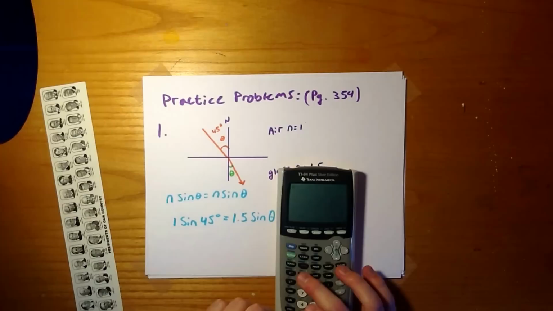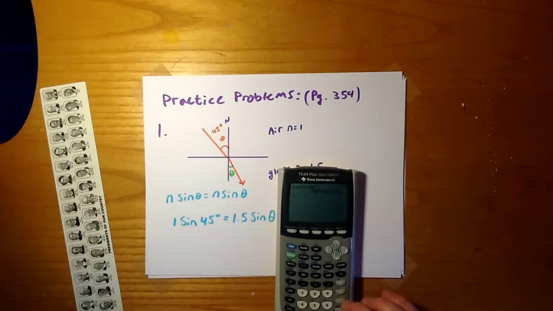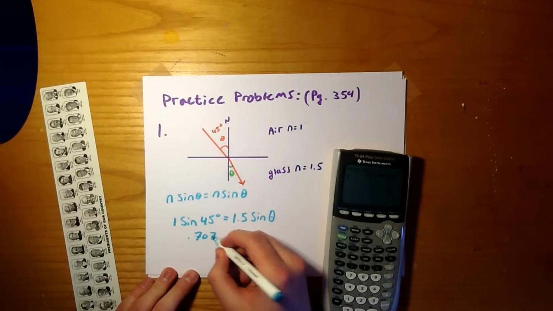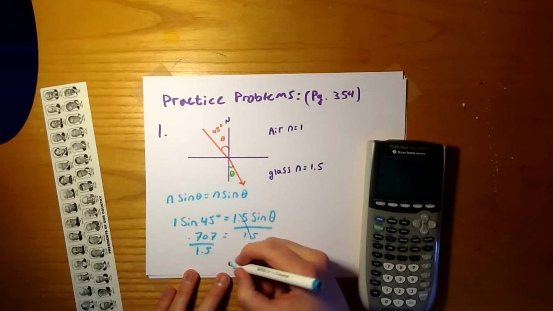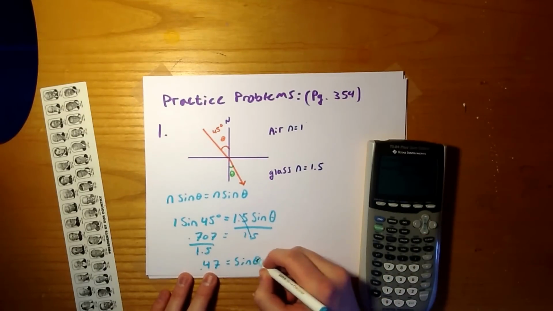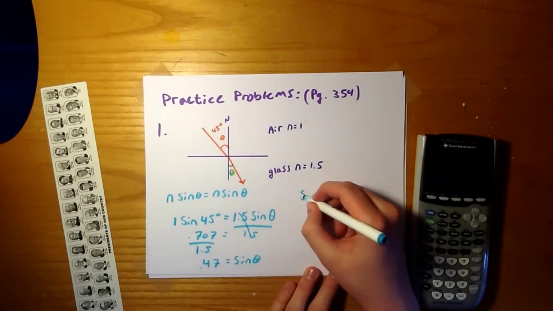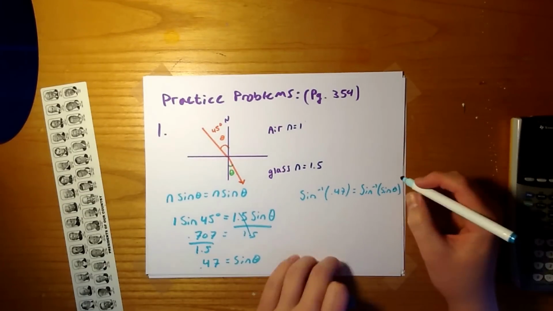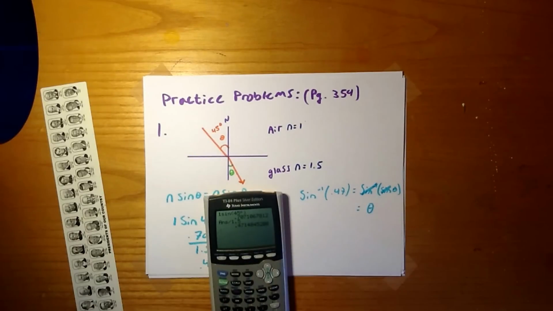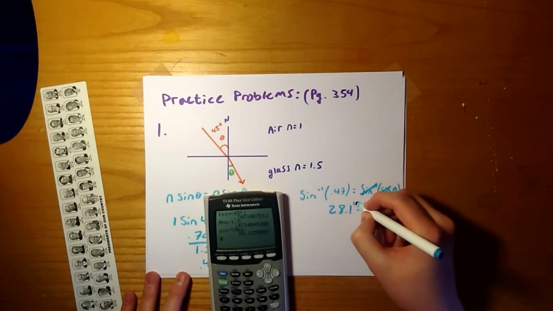So to start this off, we're just going to see what 1 times sine of 45 is, which looks like 0.707. We're going to divide that by 1.5 to get 0.47 equal to sine of theta. Now we're going to have to get theta out of that sine, so we're going to have to use arcsine. If you're not familiar with arcsine, it's the little sine with a little -1 exponent on your calculator. You can access it by pressing second sine. So we need to do that to both sides. So theta is going to equal arcsine of 0.47, and that gives us 28.1 degrees.